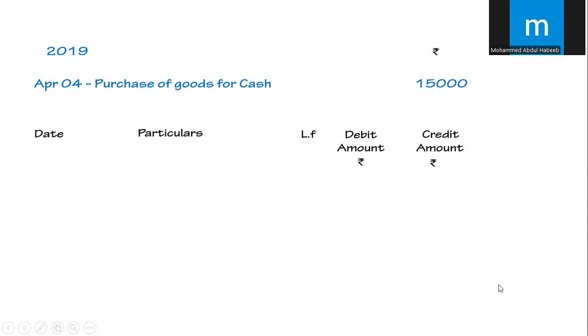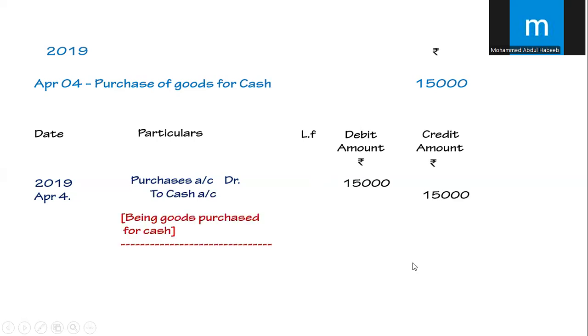Coming to the next transaction, which is on 2019 April 4. The transaction is given as purchase of goods for cash, 15,000. So here the date will be taken as 2019 April 4. Purchases, as it is an expenditure, it will be debited. So here it will be recorded as purchases account debit. 15,000 will be recorded on debit side. As we are purchasing goods, in return cash is going out of the business, it will be credited. So the general entry will be purchases account debit 15,000 to cash account 15,000, and the narration will be recorded as being goods purchased for cash.